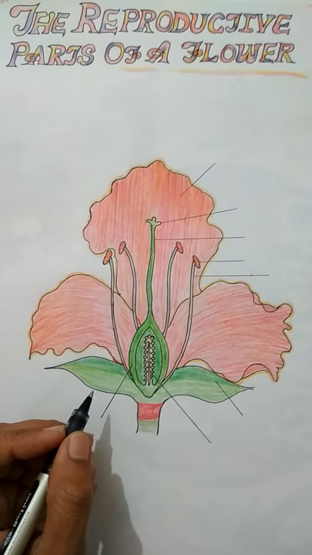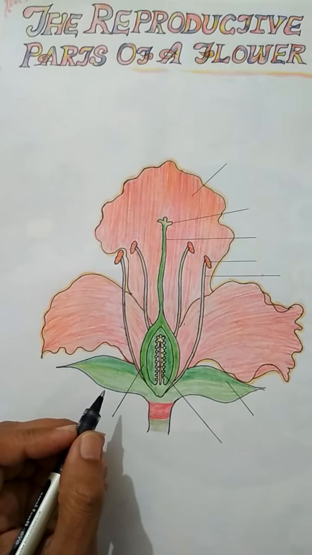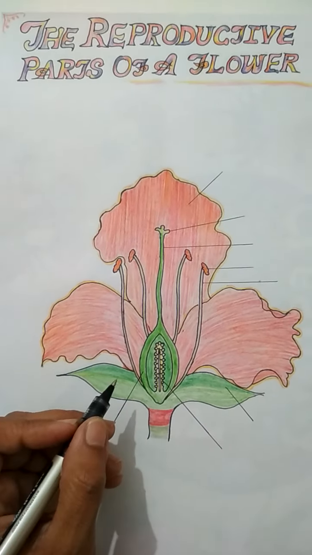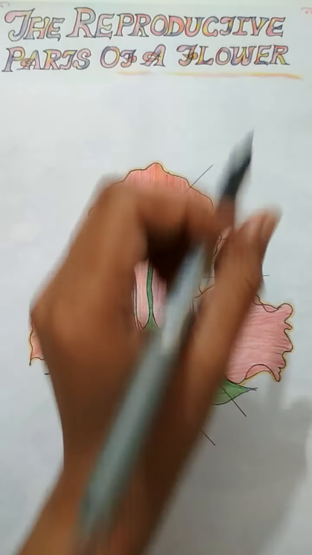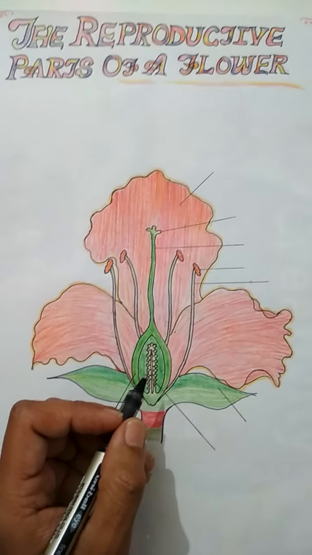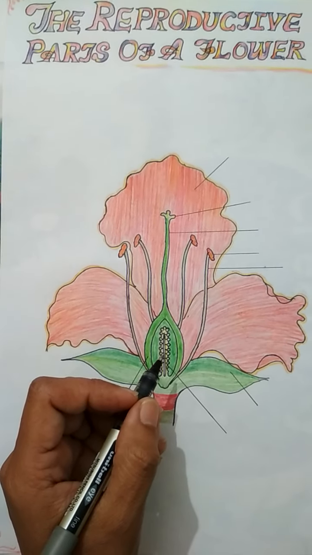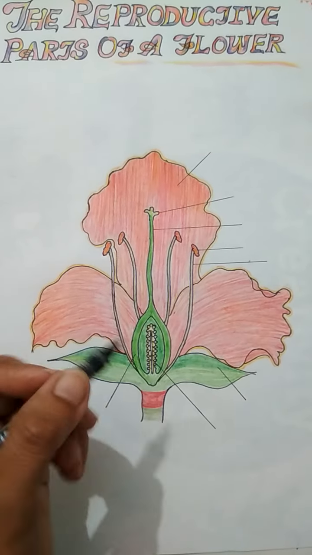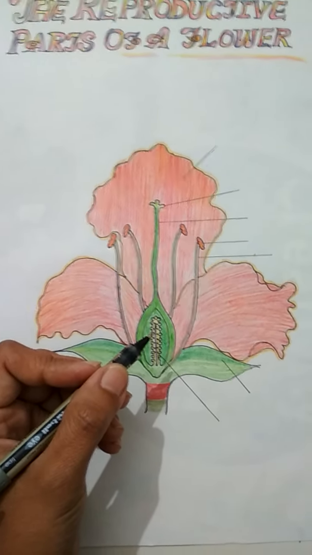Students, I have uploaded many videos about plants, like parts of a plant, parts of a leaf, and the photosynthesis process. In today's video, I will make you familiar with the different parts of a flower, that means the reproductive parts of a flower. Students, a flower is called the reproductive part of a plant. It contains male and female parts that help in sexual reproduction in plants.